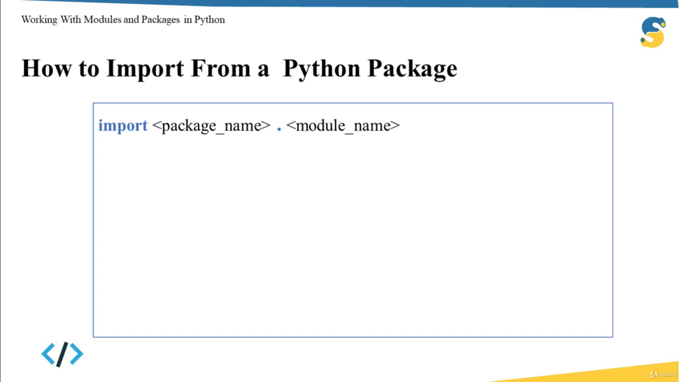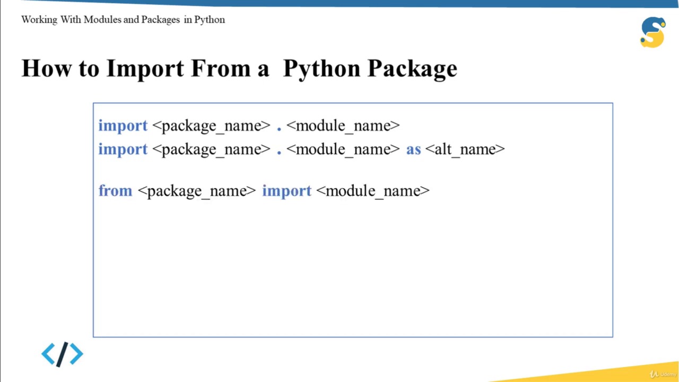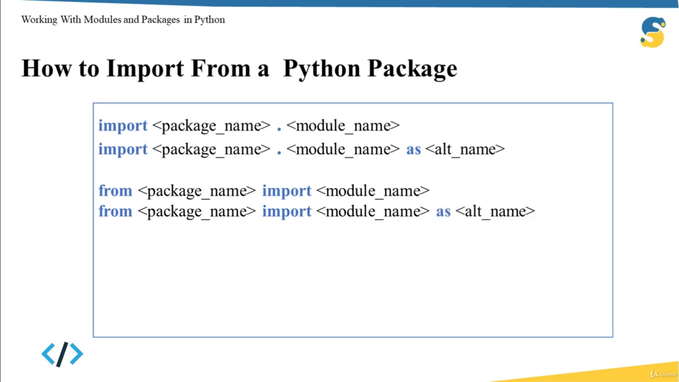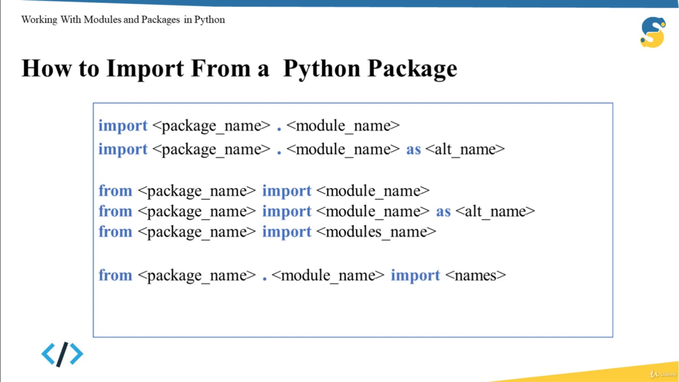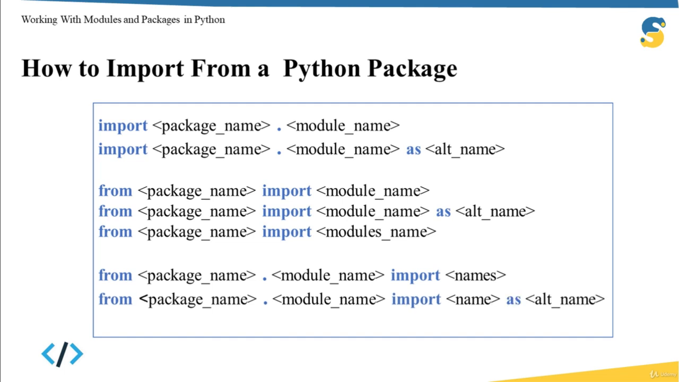You can import a module from a package simply by saying import package name.module name. You can also give an alias name, so there is no need to use all of this prefix every time you want to use this module. It's enough to use the alias name. You can import a module using from, so in this case you have to say from package name import module name. You can use from and import with as to give an alias name. Also, you can import some specific functions from a module within a package using from package name.module name import names. Also, for this specific name, you can give an alias name.